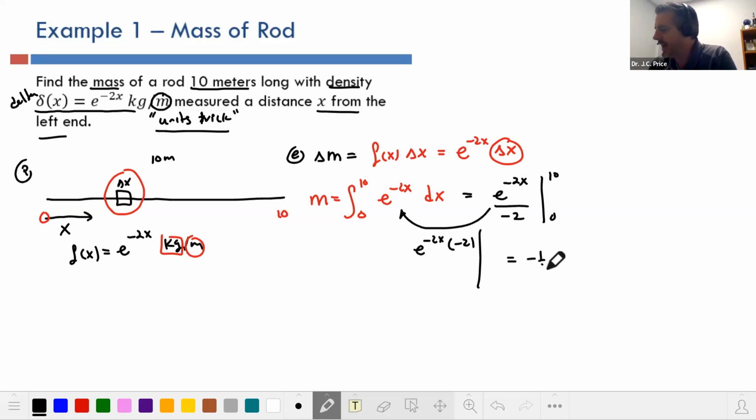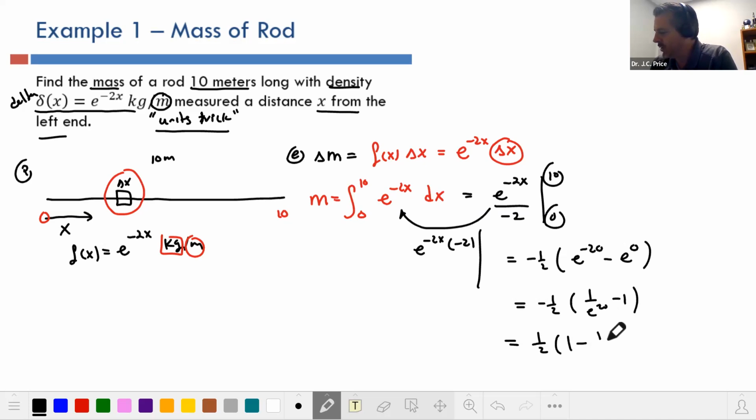So I have a negative 1/2, and I'm going to plug in a 10, so I get e to the negative 20 minus, and then I'm going to plug in 0, so e to the 0. And so that's going to be equal to negative 1/2, and then I have 1 over e to the 20 minus 1, which is really equal to, I'll put in that minus sign through, so 1/2, 1 minus 1 over e to the 20. And then don't forget the units.